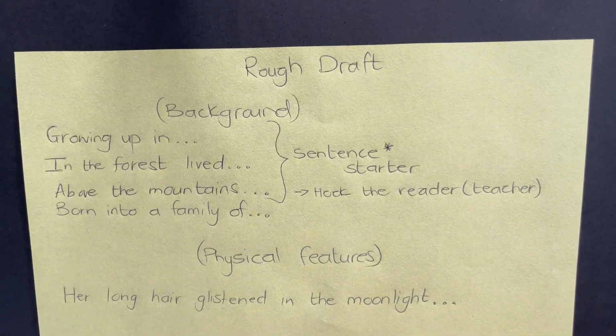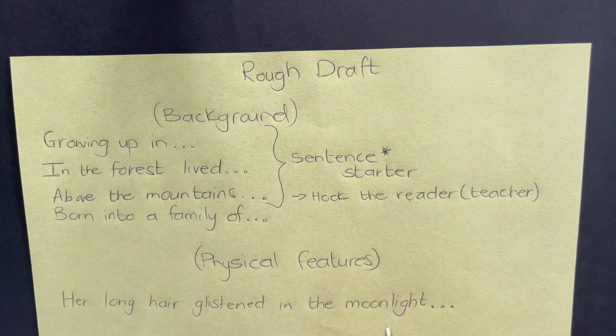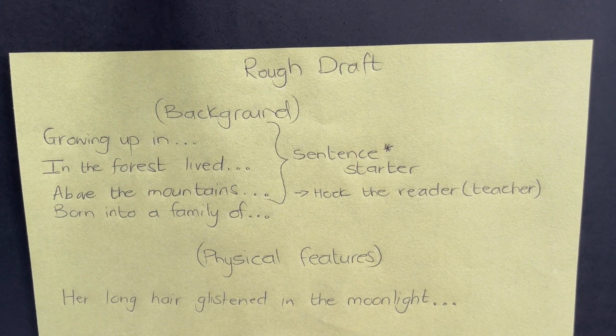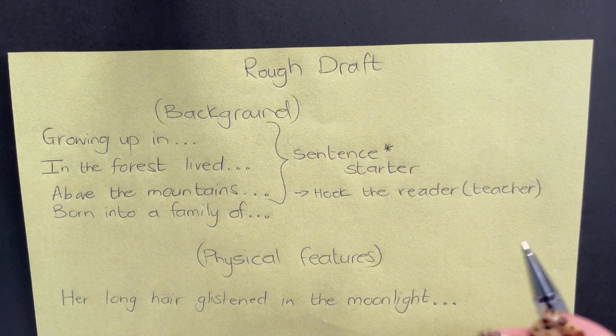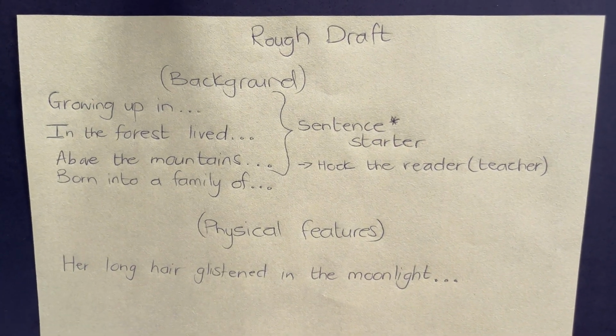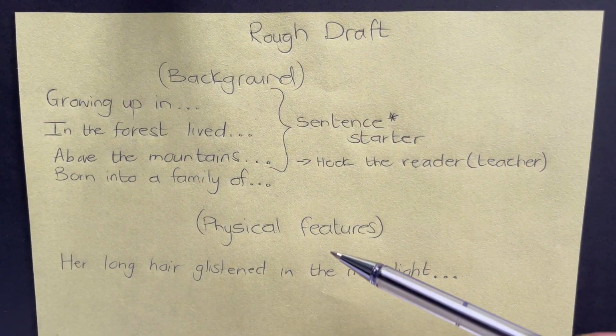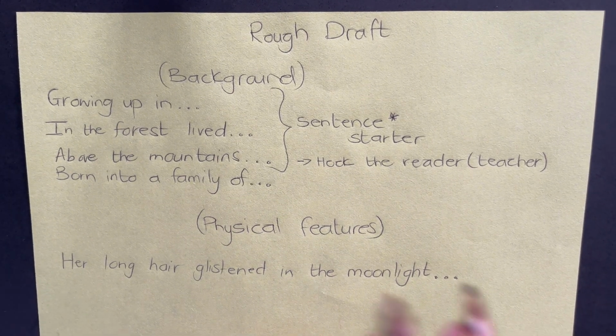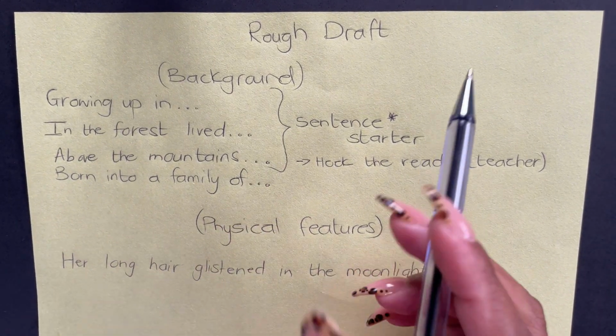Now we are going to look at our rough draft. So we are done with a mind map where we've jotted down our ideas, and now we have to take those ideas and put them into sentences. So I am only going to do the background and the physical features with you, and then you can do the rest. Let's look at the background.